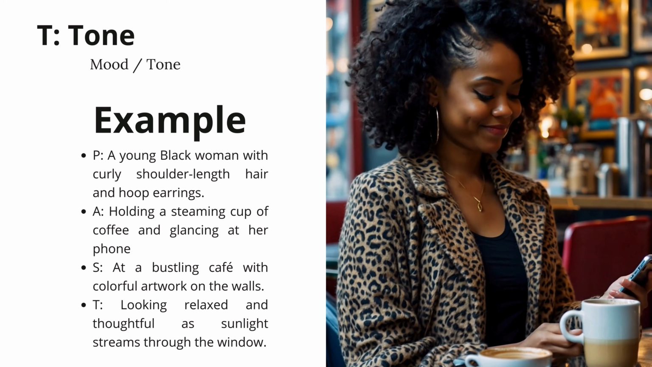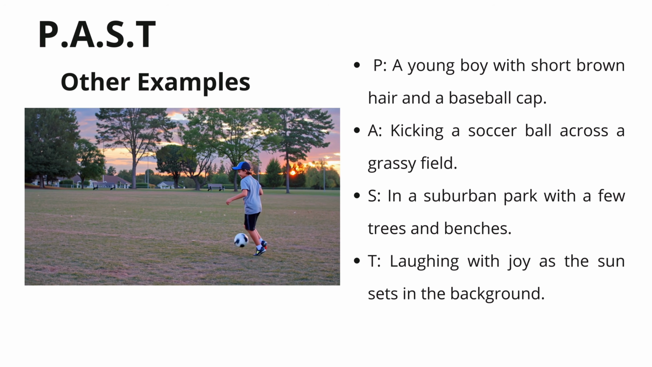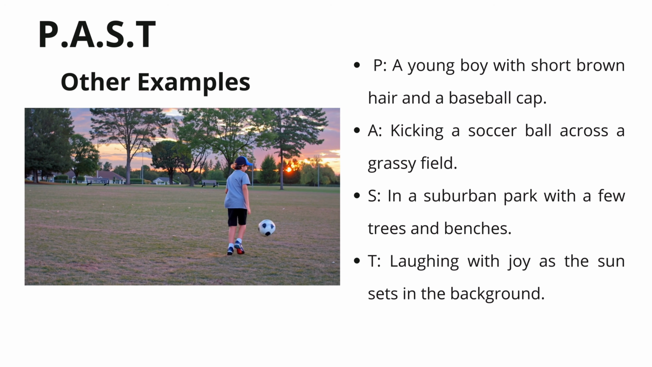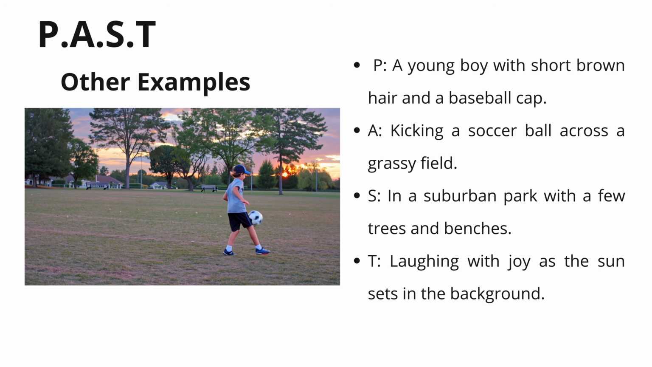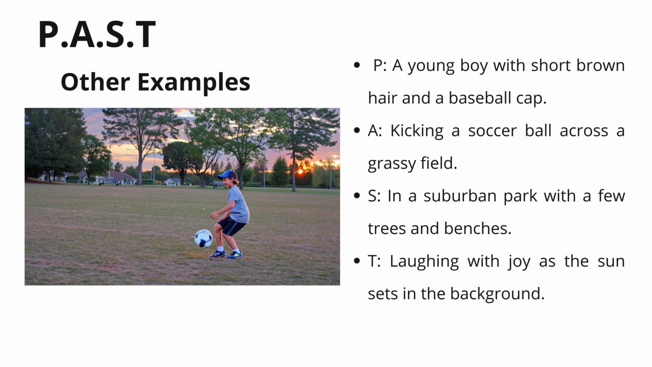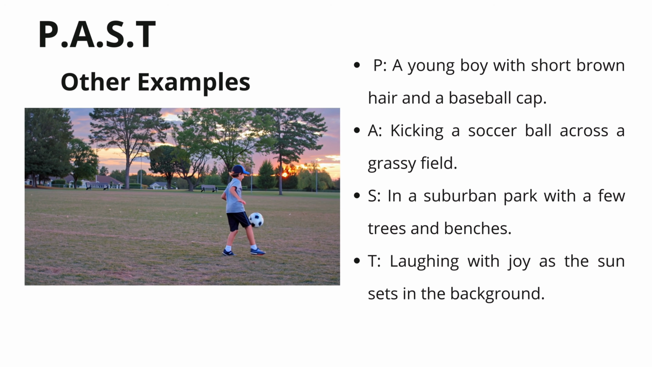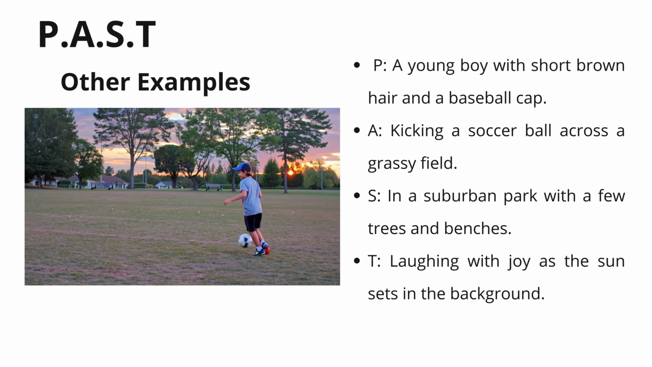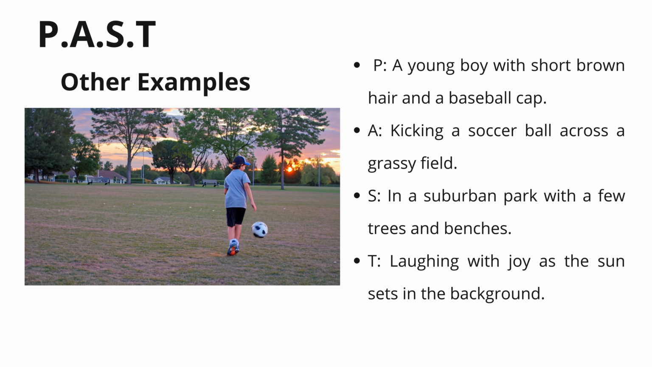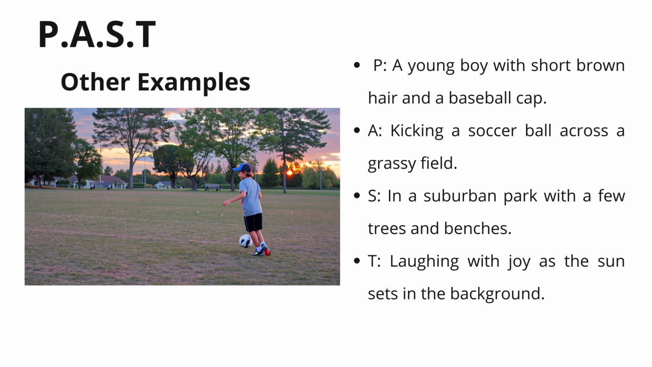So here are some simple and relatable examples using the PAST framework. A young boy with short brown hair and a baseball cap kicking a soccer ball across a grassy field in a suburban park with a few trees and benches, laughing with joy as the sun sets in the background. Notice how this AI model got every detail of our prompts. We use the PAST acronym to generate this.